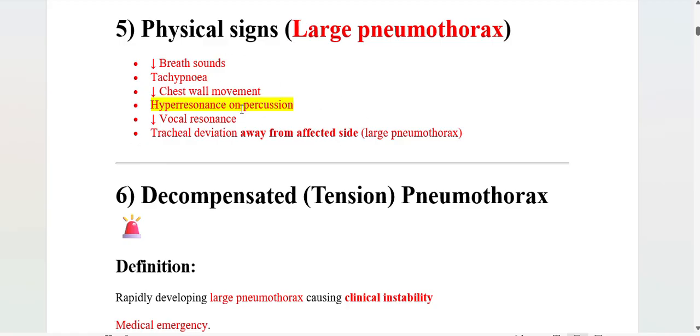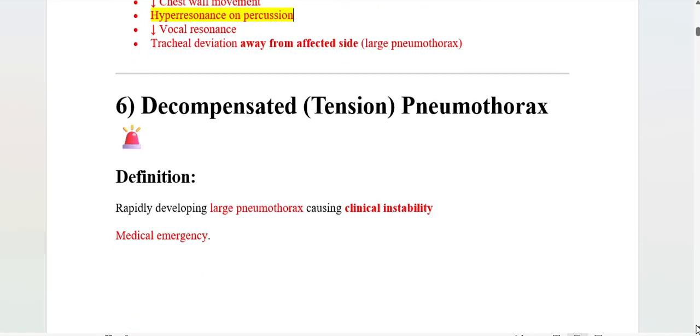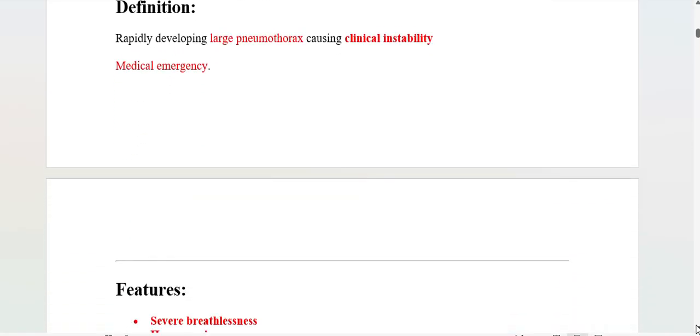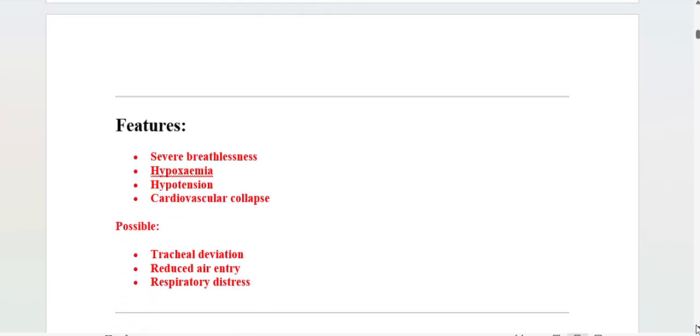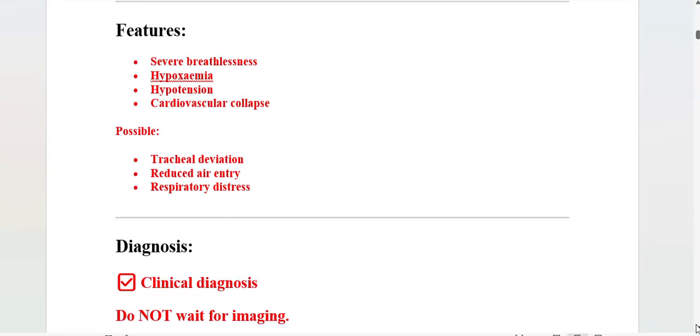They keep asking, they are giving us the clue of hyperresonance on percussion, right? Another one is tension pneumothorax, a rapidly developing large pneumothorax causing clinical instability. It's a medical emergency, right? Features: severe breathlessness, hypoxemia, hypotension, cardiovascular collapse, tracheal deviation, reduced air entry and respiratory distress. Reduced air entry, remember that. Tracheal deviation and reduced air entry.